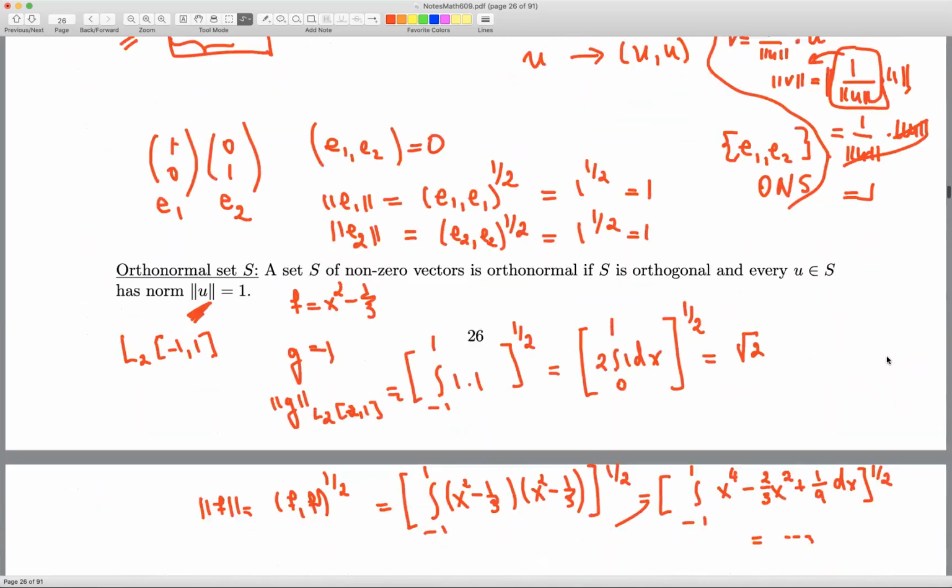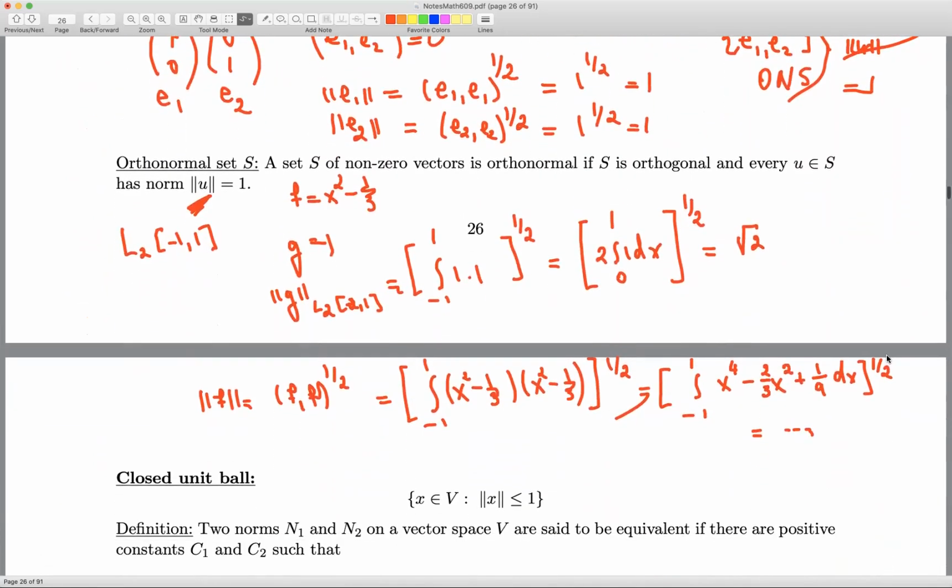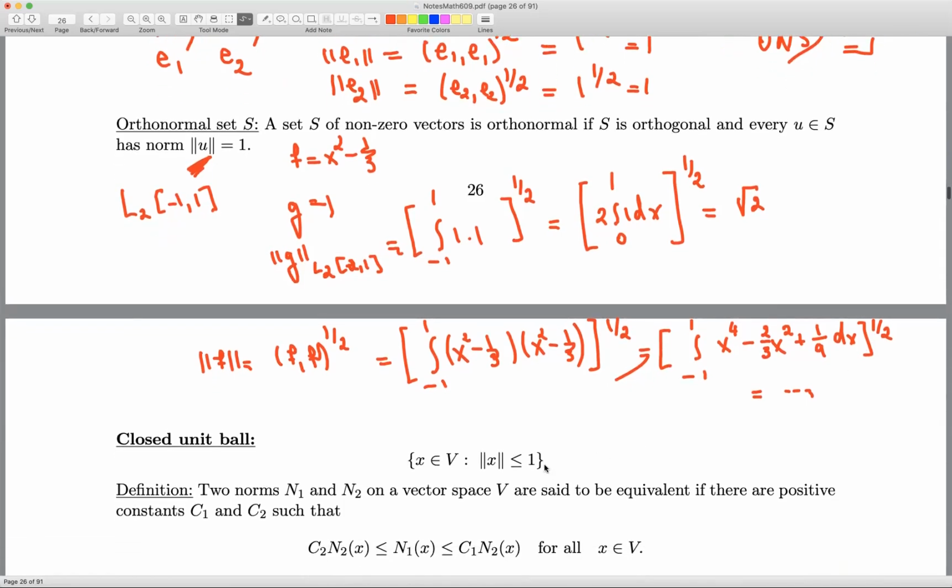Now, let's continue further. When we talk about all those norms, an important object is something called the closed unit ball. The closed unit ball is the set of all elements in the vector space whose norm is less than or equal to 1.